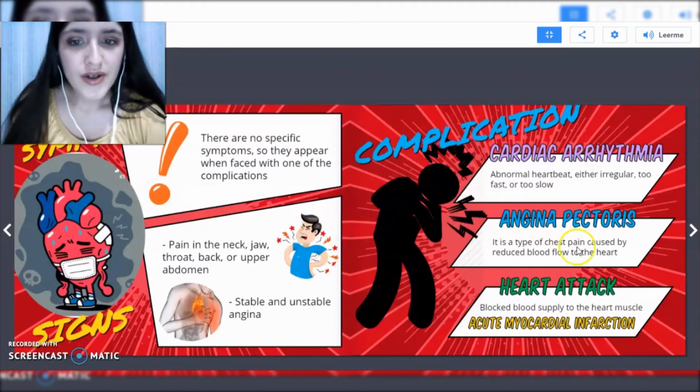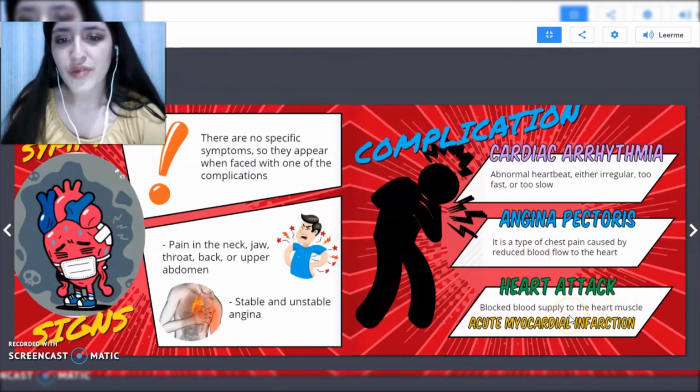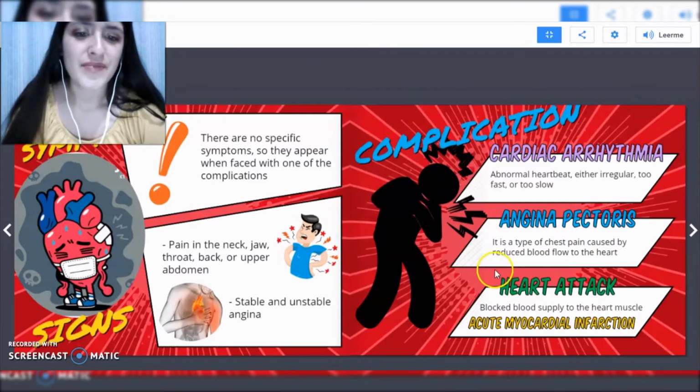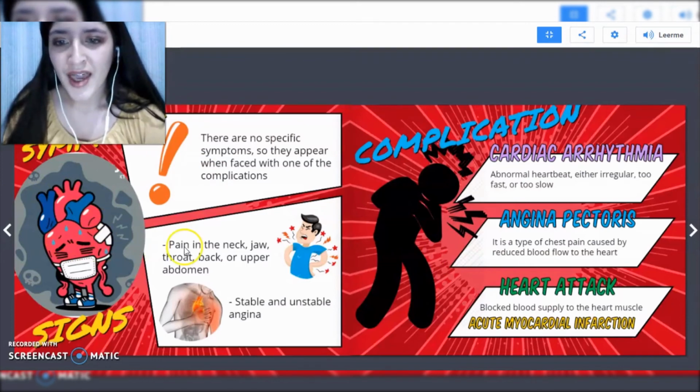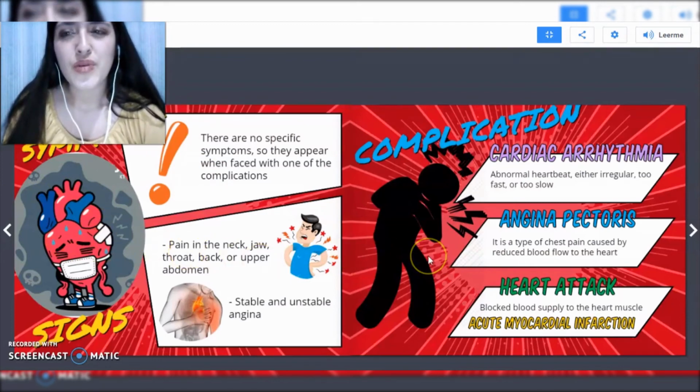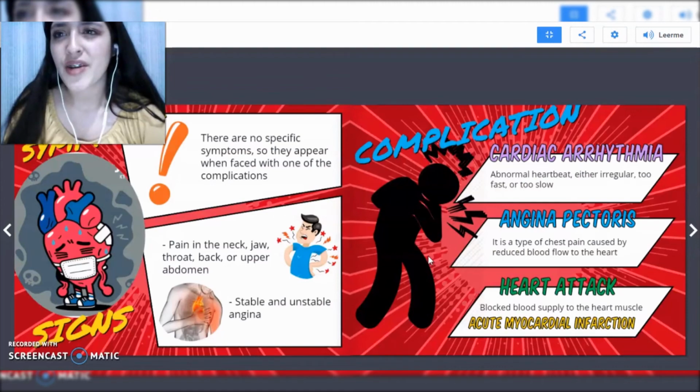In the worst case, it can result in a heart attack, a total obstruction of the bloodstream of the heart that can damage or destroy the cardiac muscle. It is known as acute myocardial infarction.